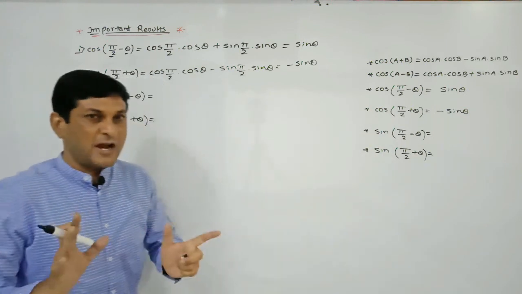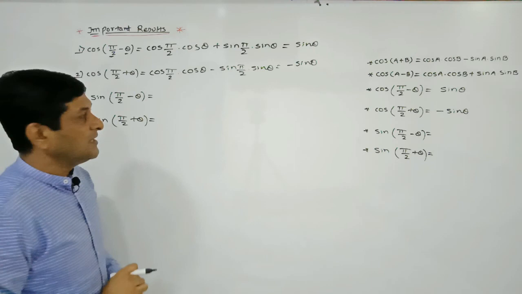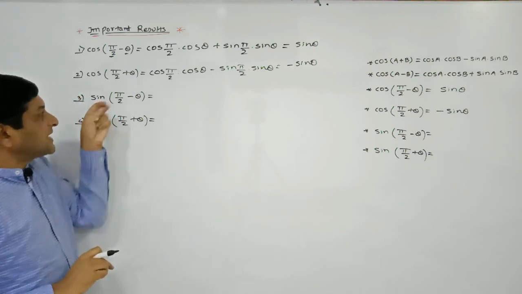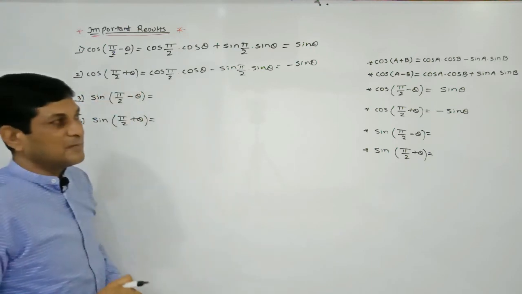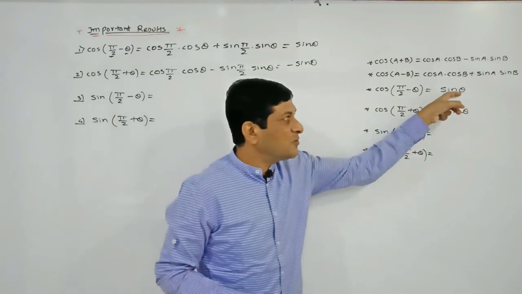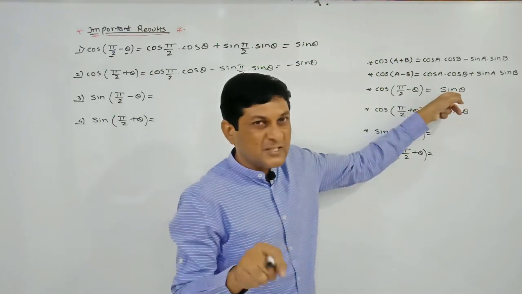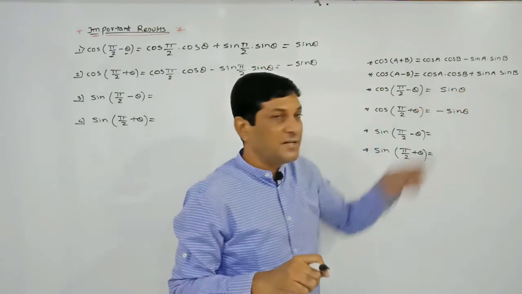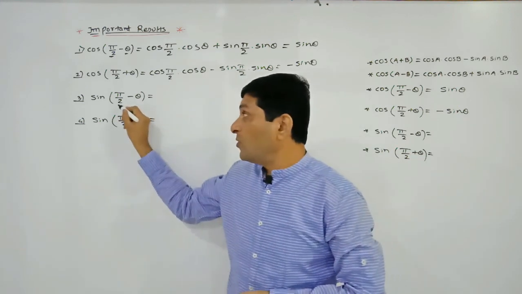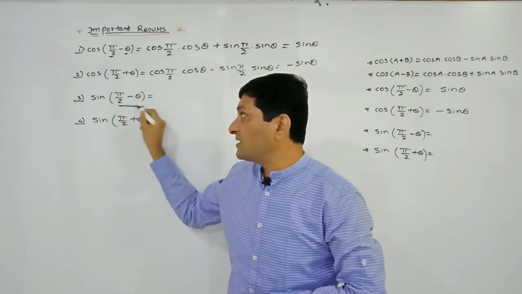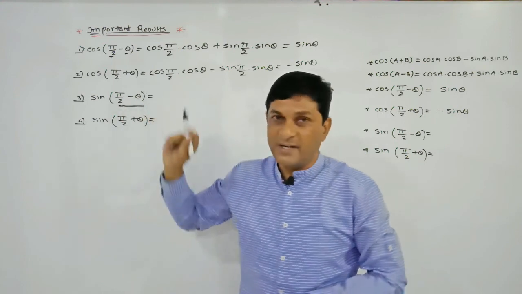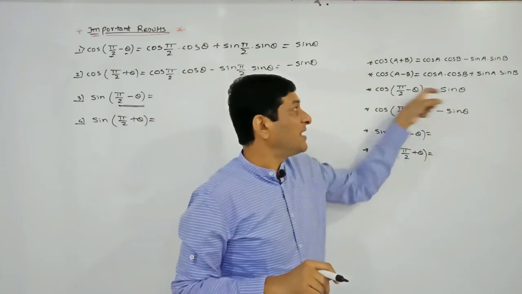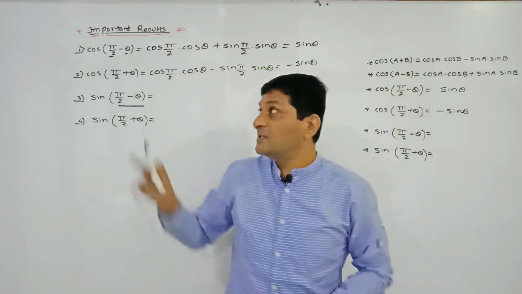Now let us try to prove the next very important formula, that is sin pi by 2 minus theta. Try to understand it very carefully. Now the term is in the form of sin theta. Consider this whole term as theta, so that we are able to apply this formula. Our expression is in the form of sin theta, with this whole term as theta. And what is the value of sin theta? Cos pi by 2 minus theta. Just now we have proved it.